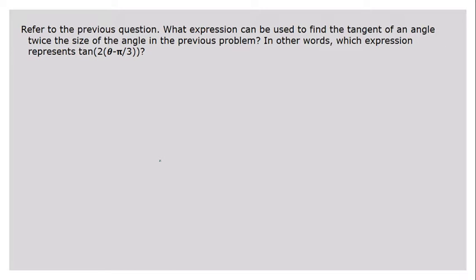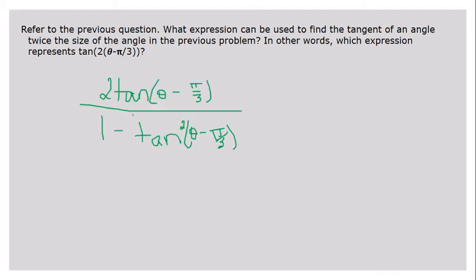So if we look at our double angle identities, the double angle identity for tangent is 2 times tangent of the angle, which our angle is theta minus pi over 3, divided by 1 minus tangent squared of our angle, theta minus pi over 3. That would be the expression that represents the tangent of an angle twice the size of the angle in the previous question. Hopefully this helps with your lesson 29 project, which is your last one for this class.